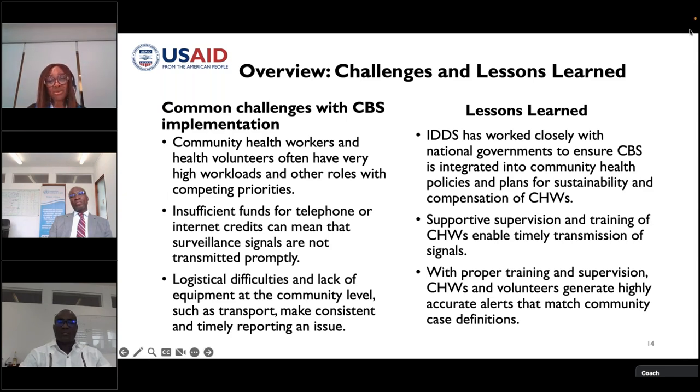We've also observed that supportive supervision and continuous training of the community health workers and volunteers enable timely transmission of signals. And that with proper training and supervision, the community health workers and volunteers themselves actually are able to generate highly accurate alerts that match community case definitions.